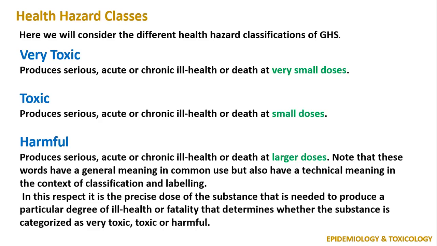So what is acute and what is chronic? Acute is a short-term exposure to the high concentration, and chronic is exposure over a longer period of time to concentration of the chemical. So a very toxic classification of the chemical under the GHS is if it produces serious, acute, or chronic ill effect or death at very small doses.